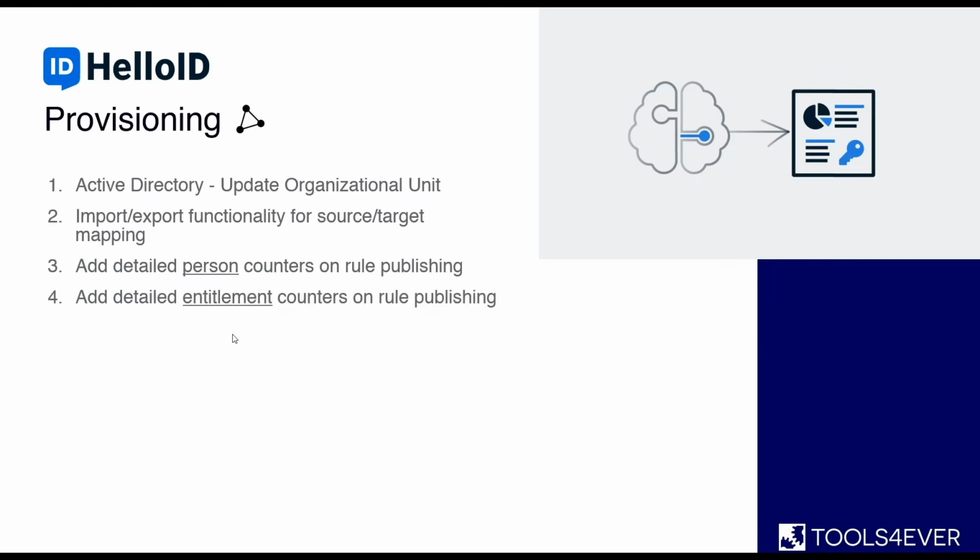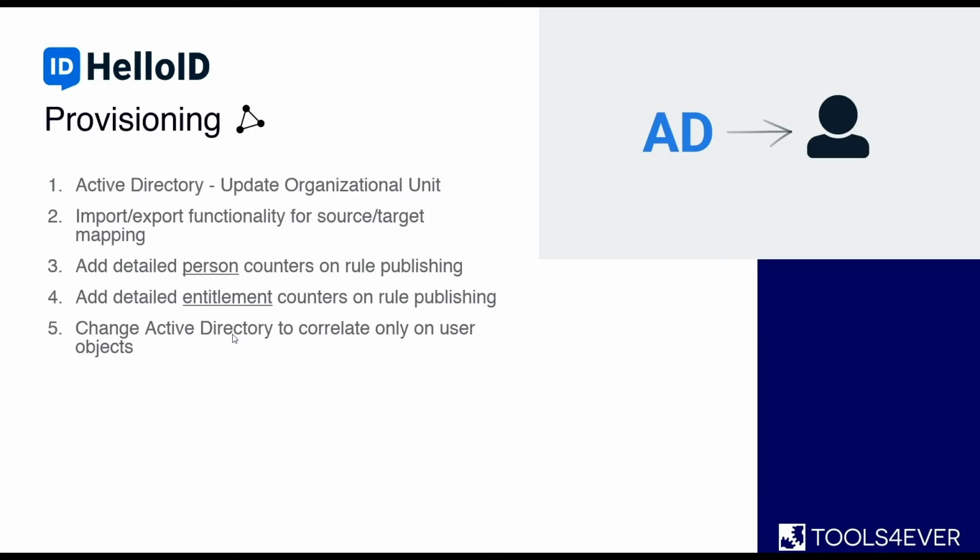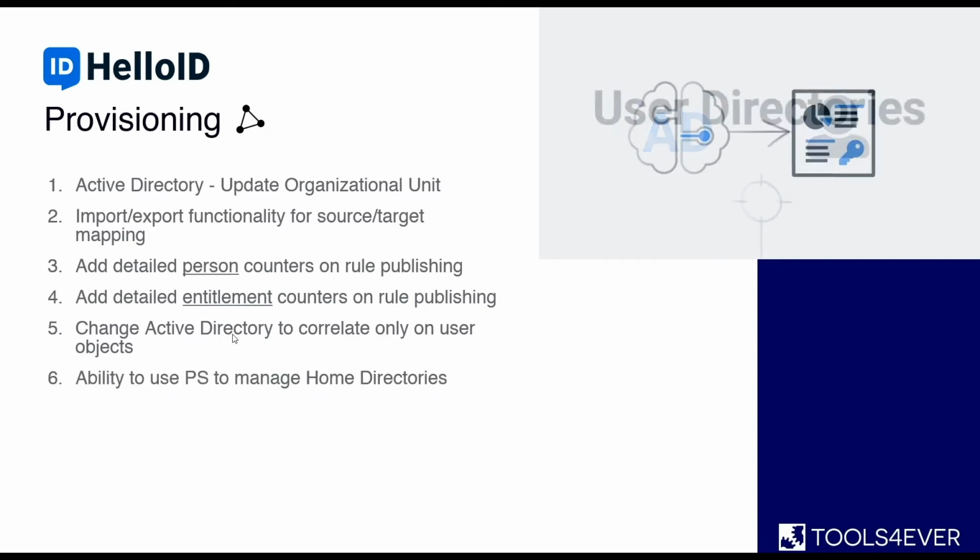You will get more detailed information on what the impact is of the change in the business rule on the user's end entitlement. We also made a change in the correlation. Now we only include the user objects, so contacts and user and computer accounts are not being included anymore in the correlation. Another new item is a more powerful connection to manage the Home Directories with PowerShell scripts.